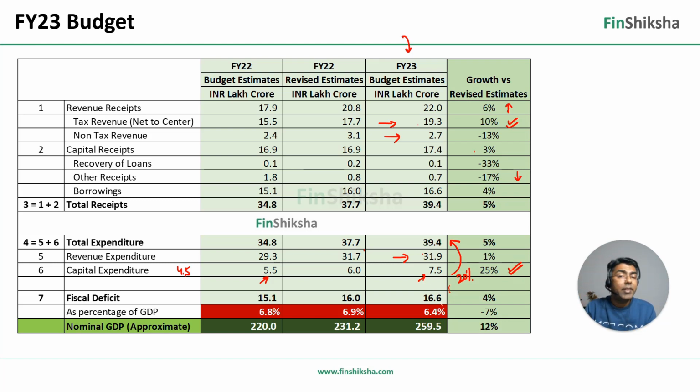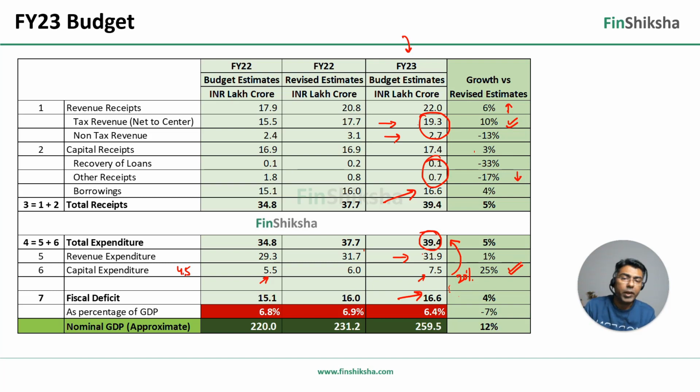The government's data point suggests that the difference between your expenditure and your receipts, which is these two and these two put together, that's going to be your fiscal deficit number. That's 16.6 lakh crore. That's also going to be your borrowing number because you have to borrow that in order to sort of take care of your fiscal deficit, correct? This will be 6.4% of the nominal GDP of the country.